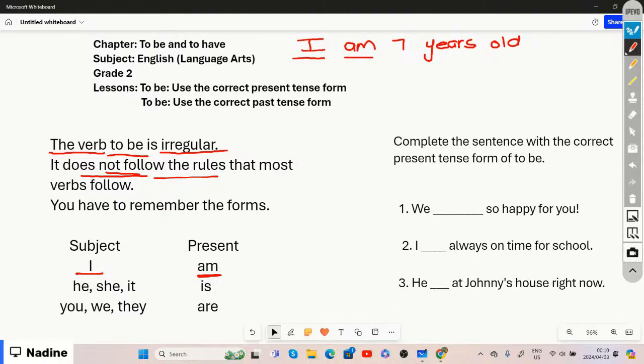But we use the word am. So I is the subject, am is our present tense verb, right? So I am 7 years old. So when we use the word I, we use the verb am.